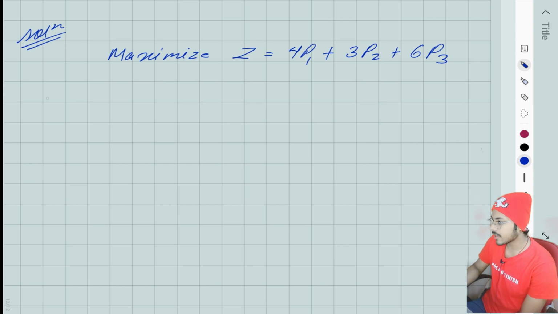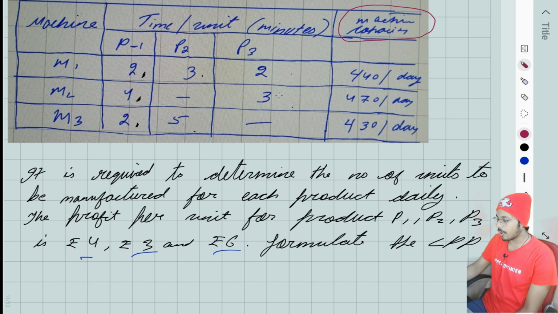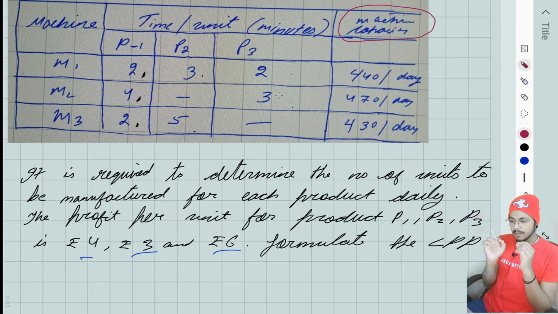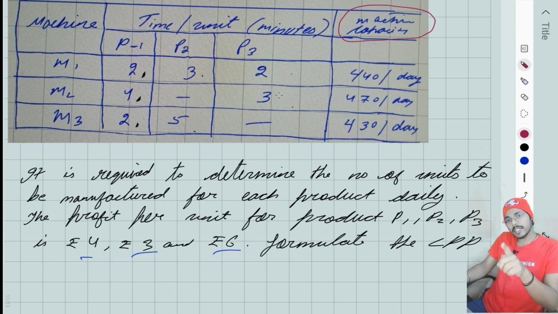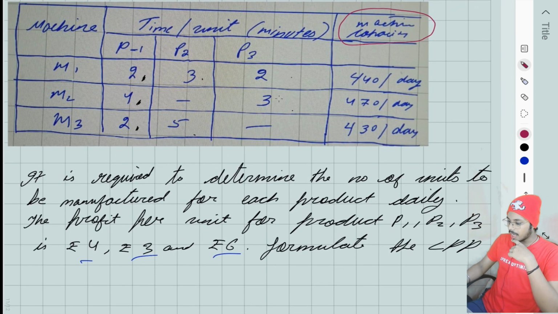And what are the constraints? See how you will identify the constraints. See the capacity written, machine capacity. For M1 440, it can produce 440 products. Means if M1 is producing, for example, raw material nuts, then it will produce 440 nuts per day, and we will use those nuts to form some other product. So think like that. M1 is producing 440, so we will have to constrain M1.